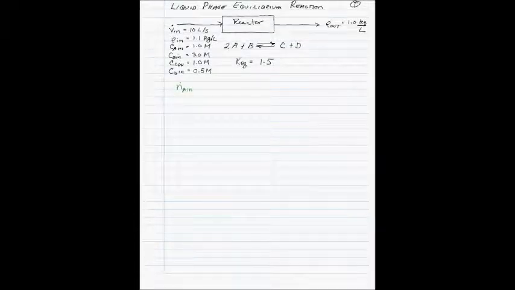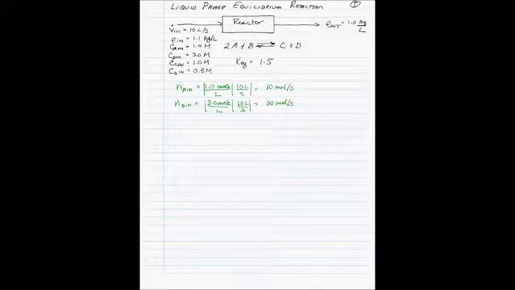The first thing we want to do is determine the molar flow rates of each of the components entering the reactor. To do this, we'll take their respective concentrations and multiply it by the volumetric flow rate. For instance, the concentration of component A in the feed is 1 mole per liter, and by multiplying it by the flow rate of 10 liters per second, we end up with 10 moles per second as the flow rate of A going into the reactor.